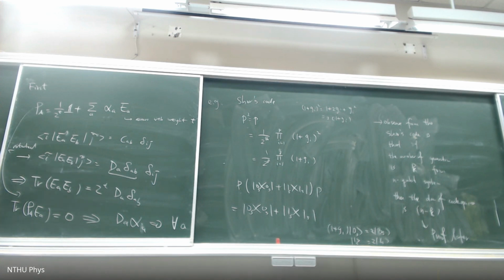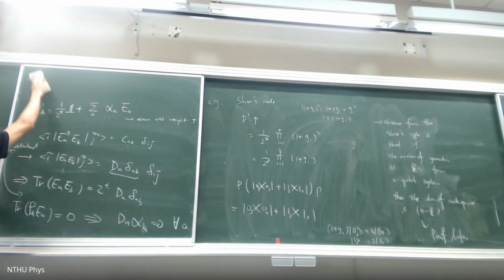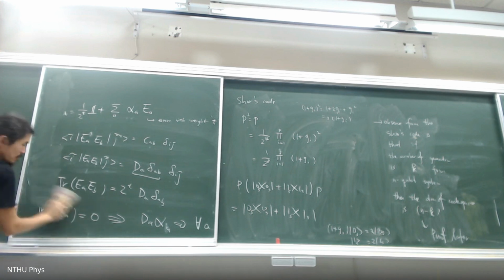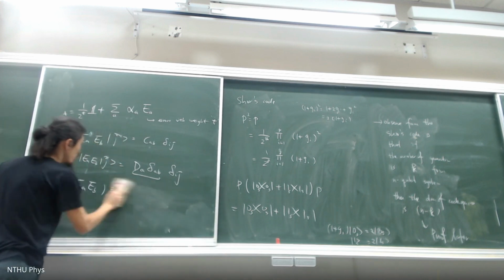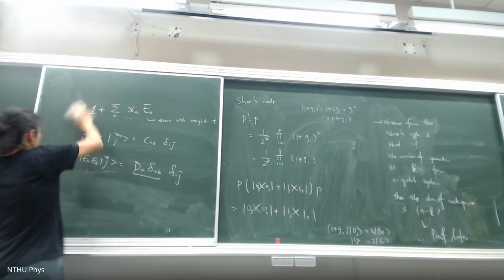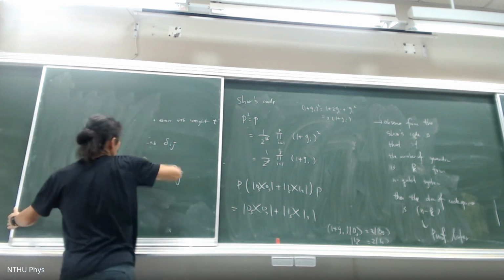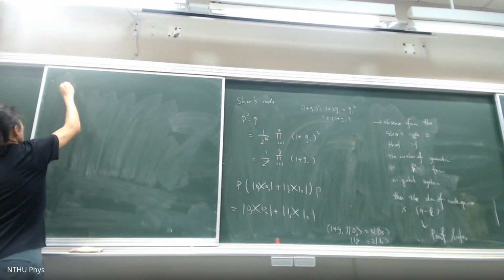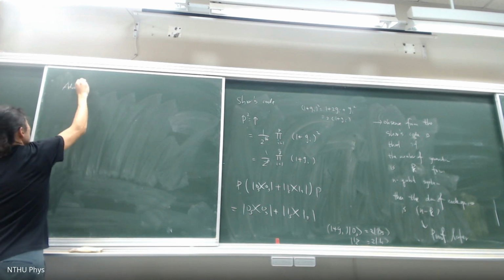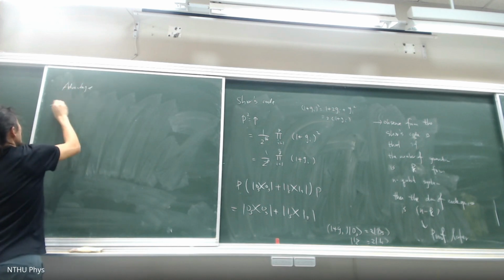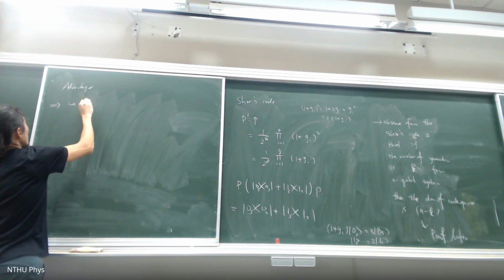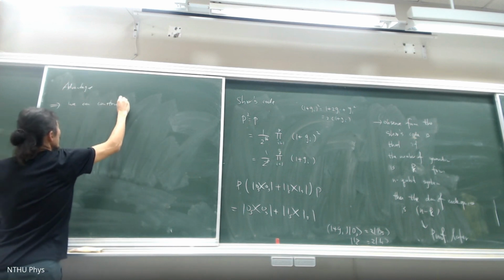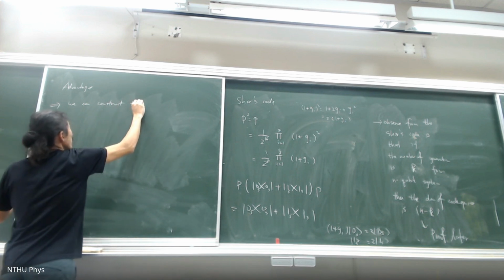So this kind of stabilizer formalism provides a way that you can engineer or find the state from the Hamiltonian formalism. So, advantage: you can construct the Hamiltonian.